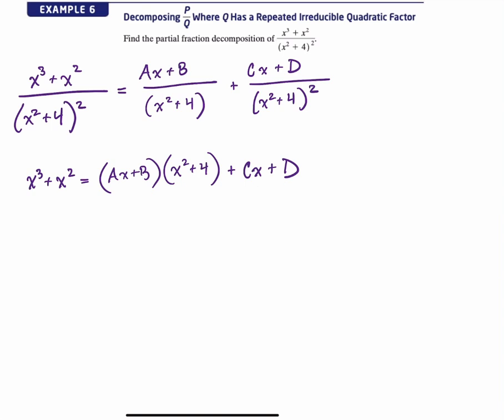So let's take that other approach where we multiply everything out on the right side, collect our like terms, and compare it to what we see on the left side. So we'll have to FOIL those first 2 terms. So that will give us ax cubed plus 4ax plus bx squared plus 4b, and then plus cx plus d.